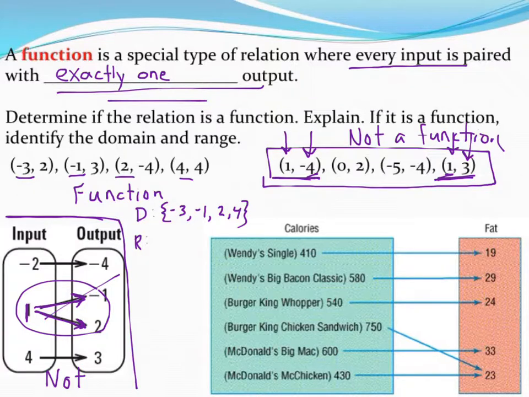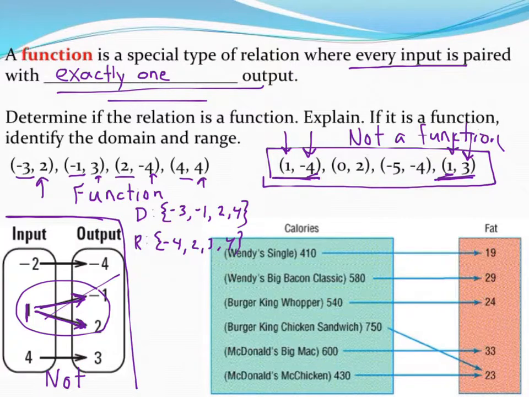My range then is going to be the set of all the y values, so the second number in all the coordinates. And again, if you could put them in order from smallest to biggest, that'd be great, but I don't think it's that big of a deal. So we've got -4, and then 2, 3, 4 to make up our range.